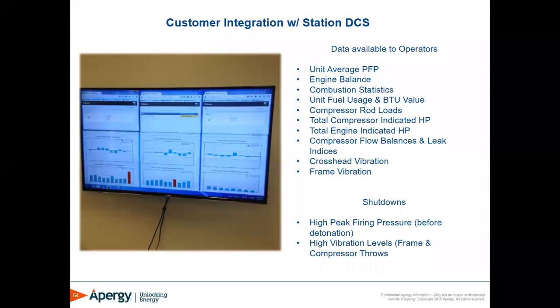It's updating real time. They can see their engine balance, their compressor rod loads, crosshead vibration, frame vibration. They did put shutdowns on high peak firing pressures and then high vibration levels. So if peak firing pressure or vibration level goes above the set danger alarm, we will send a signal to their DCS and it will shut down the machine.